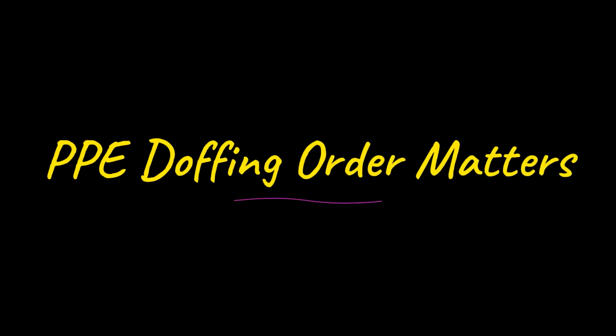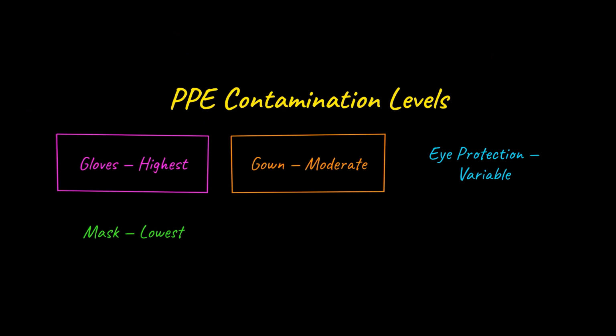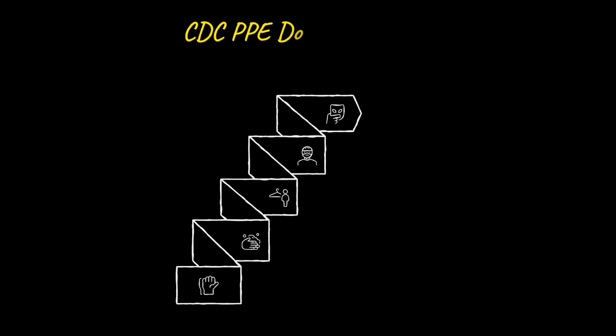When removing personal protective equipment after a contact precautions visit, the order you take things off is just as important as putting them on. Doffing follows a deliberate sequence based on one core principle: remove the dirtiest item first. Contamination on PPE is not uniform. Gloves carry the highest microbial load because they contact the patient directly. The gown carries a moderate load on its outer surface. Eye protection is variable, and the mask carries the lowest load.